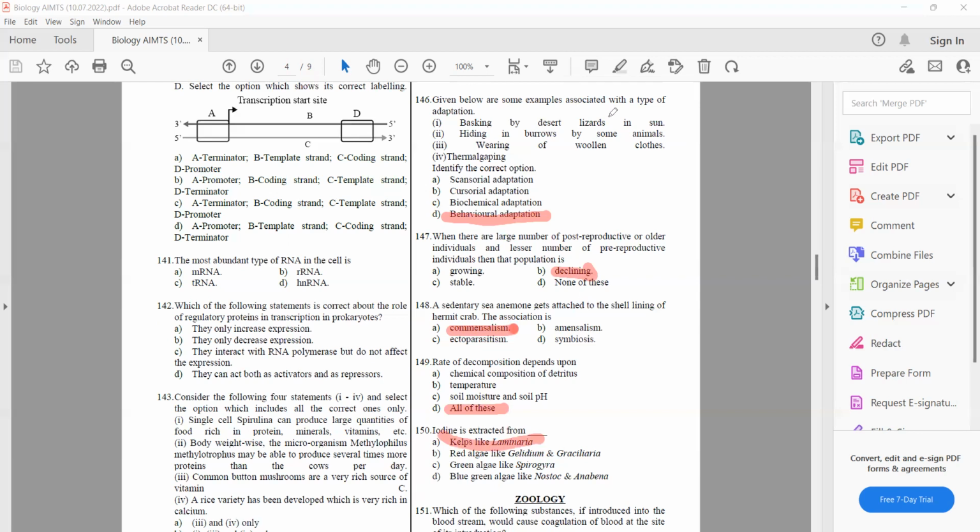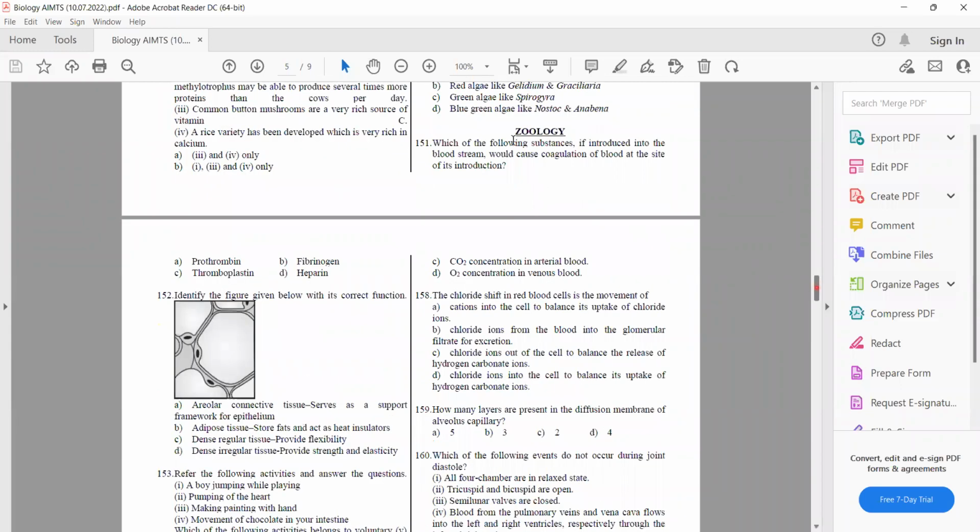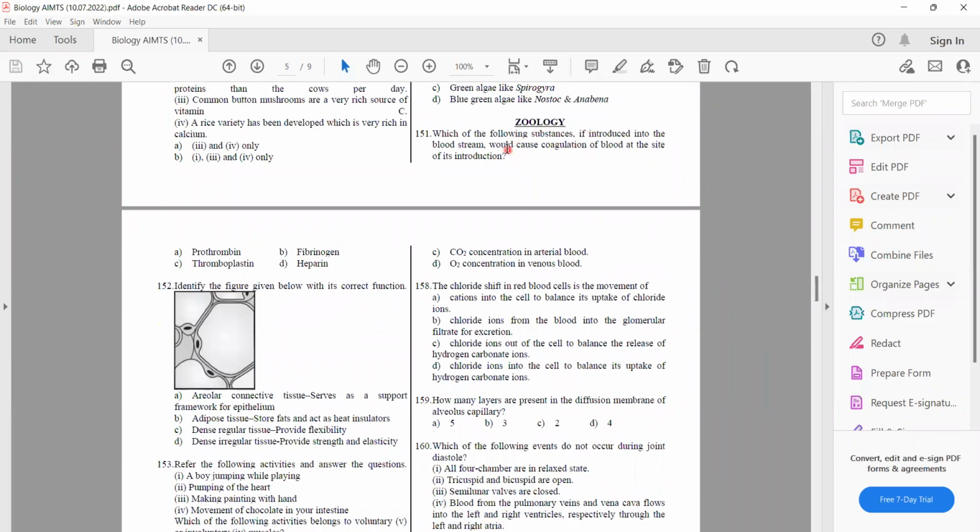Now we'll start with zoology. Which of the following substance, if introduced into the bloodstream, would cause coagulation of blood at the site of its introduction? So you can see, very easy question. Prothrombin, fibrinogen, heparin, thromboplastin.